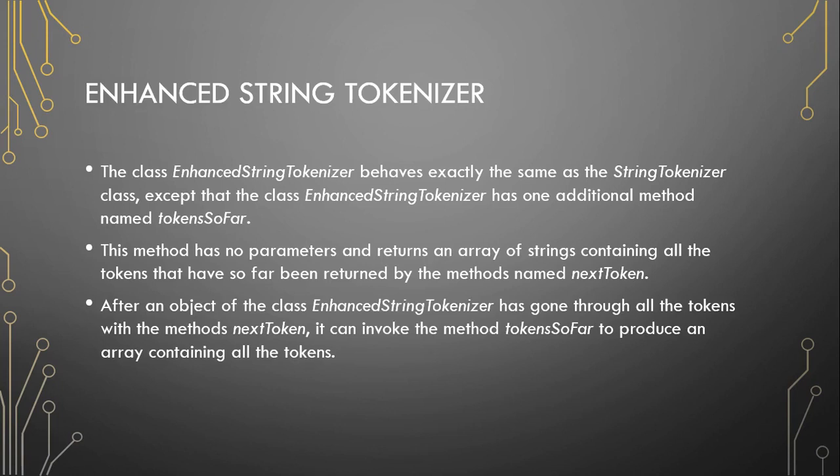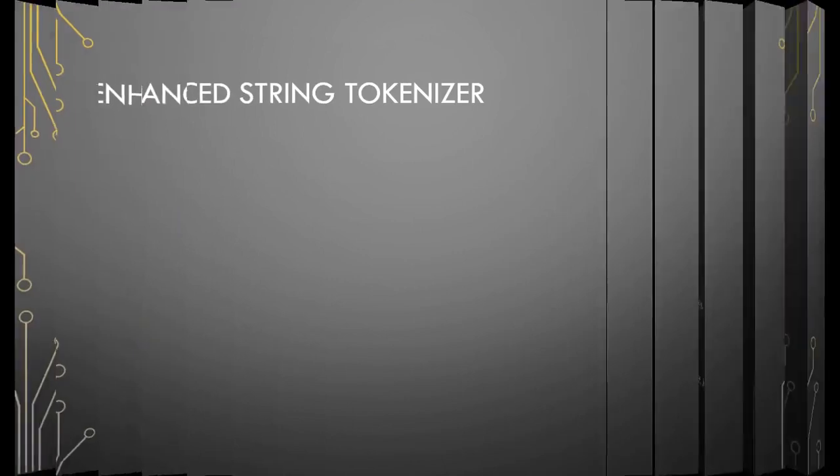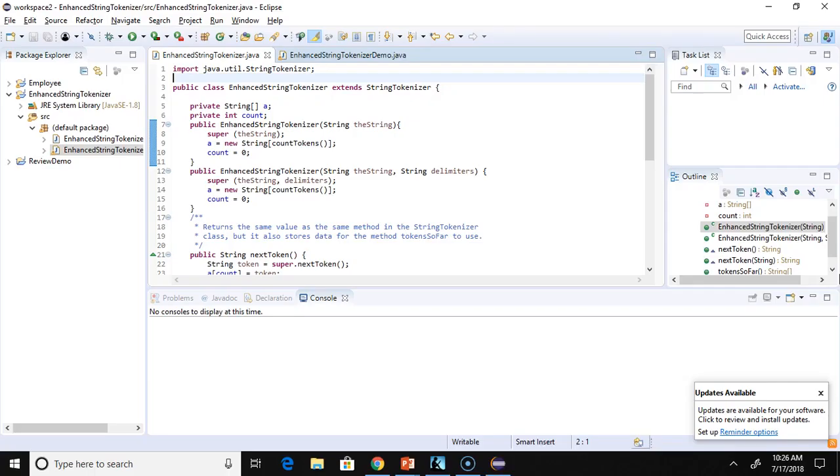After an object of the class enhanced string tokenizer has gone through all the tokens with the method nextToken, it can invoke the method tokensSoFar to produce an array containing all the tokens. This array then can be used to cycle through the tokens any number of additional times, and a simple example is given in the enhanced string tokenizer demo. So before we pop over to the next slide, let me just go here.